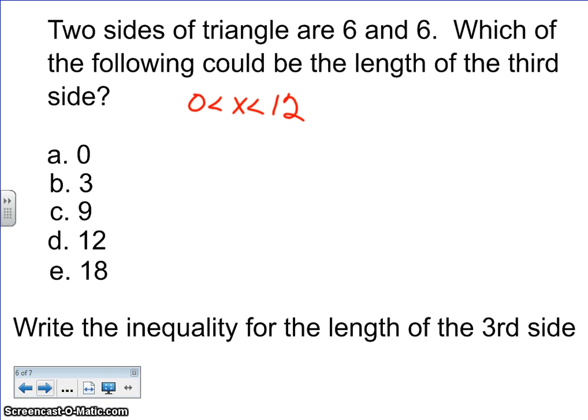It can't be 0. It can't be 12. But it could be 1, 2, 3, 4, 5, 6, 7, 8, 9, 10, 11. So then you go down. 0, no. 3, yes, it's in between. 9 is in between. 12 is a no because it can't be 12. It's got to be in between 0 and 12. And 18, of course, isn't right.